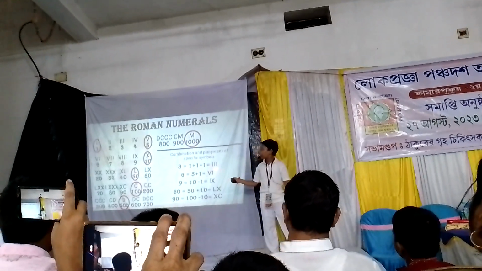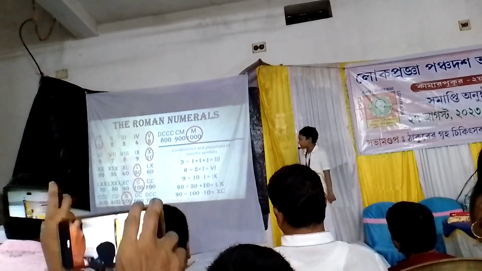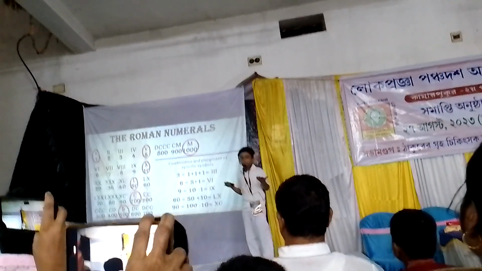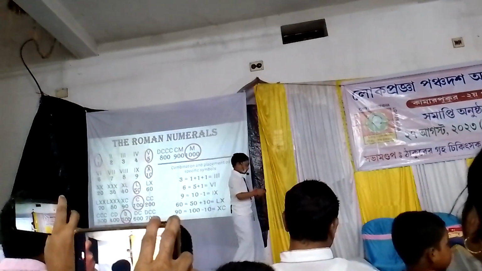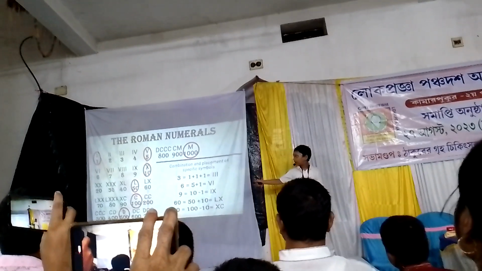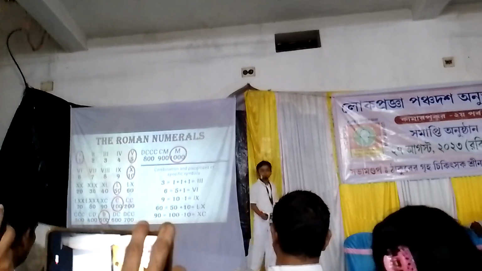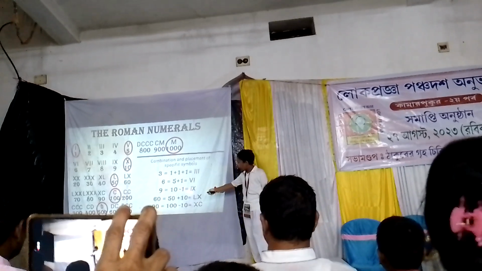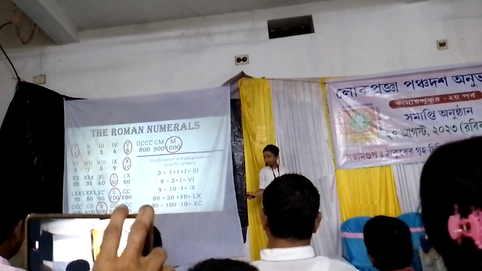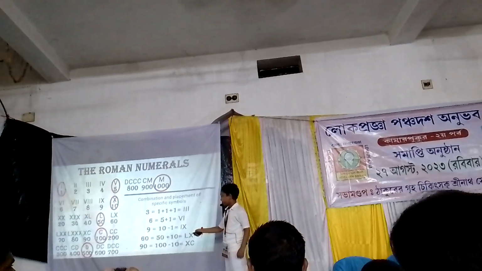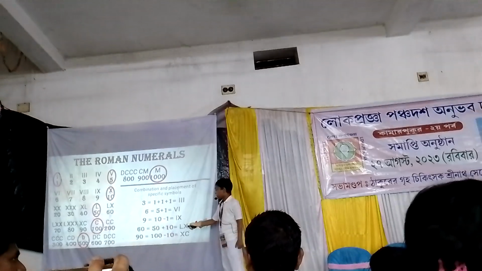Please look at the screen again for the combination and placement of specific symbols. Here we can see that 3 is written as III. As we know the value of I, which is 1, we have to add the 3 values. Same goes for 6: 5 plus 1 is equal to VI. Now 9 is interesting. It's written as IX. But if we add I and X, or 1 and 10, we get 11, not 9. So we have to subtract.